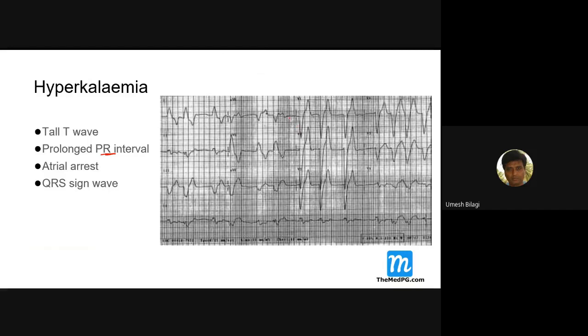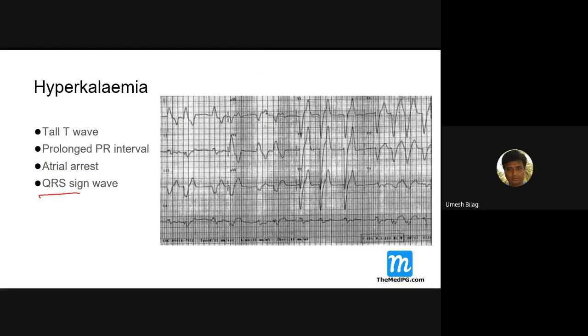Sometimes there can be conduction block. It is not obvious here. In fact, there is an atrial arrest. That means the P wave may totally diminish. Whereas in hypokalemia the P wave becomes prominent, in hyperkalemia the P waves may disappear due to atrial arrest.